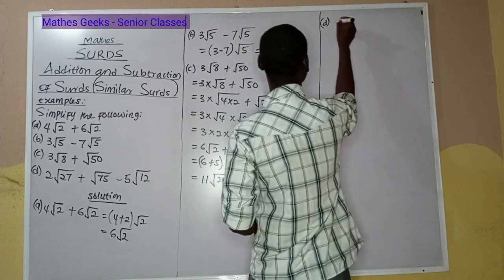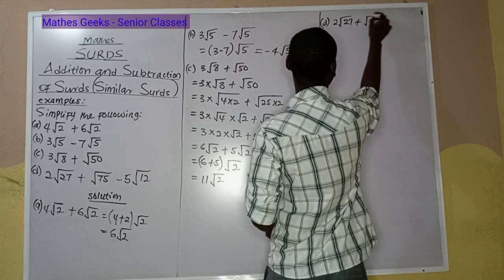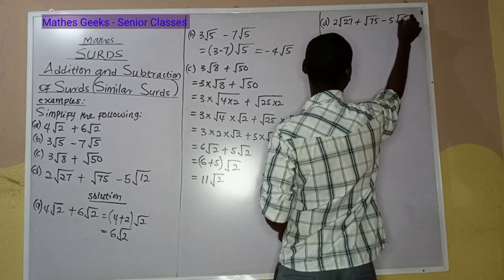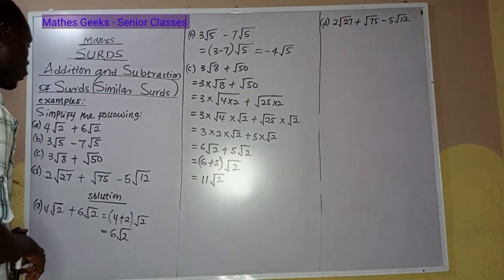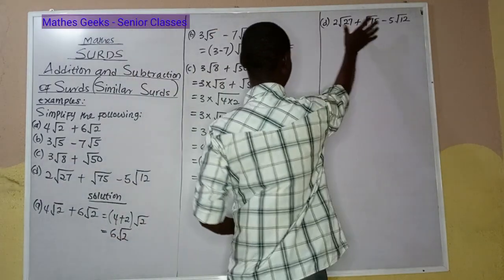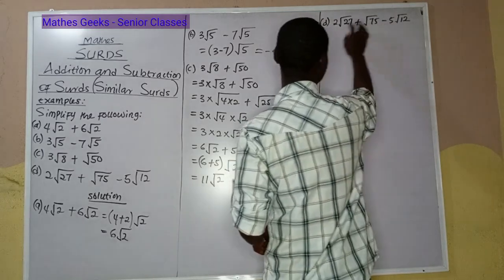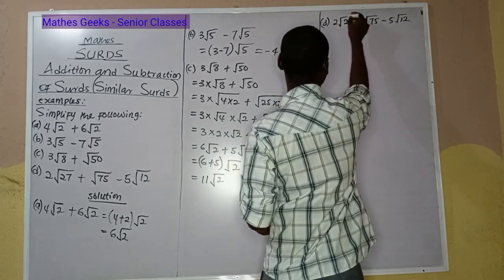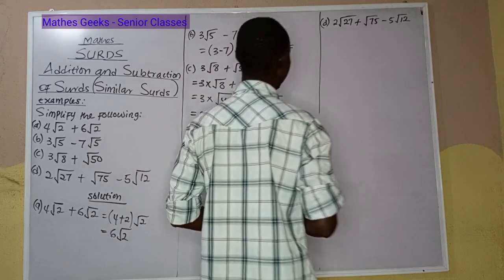Question D: 2 root 27 plus root 75 minus 5 root 12. So what we're going to do is exactly what we did here, because if we were to add in this form, it would not be possible because the surds are not alike, but we can simplify it. Because we want the surds to be alike, we must be careful with the factors we are going to use.